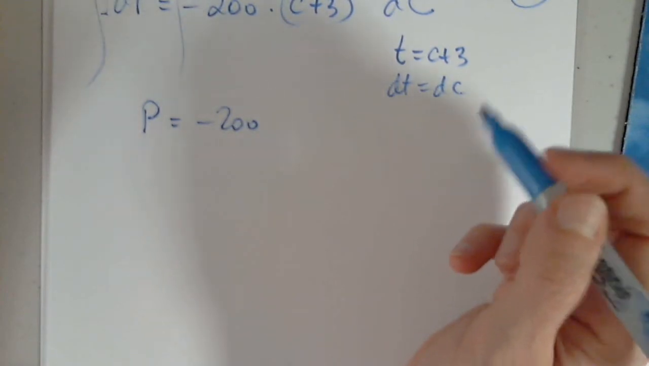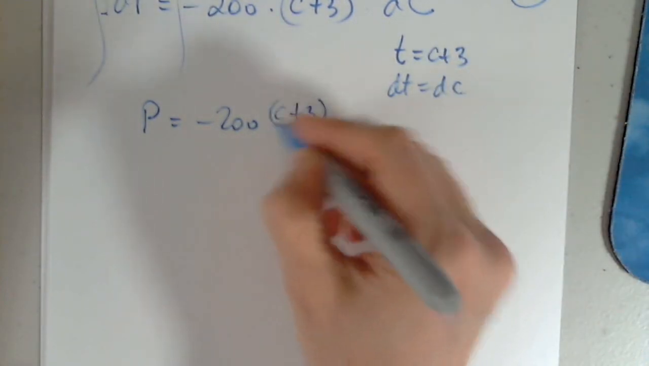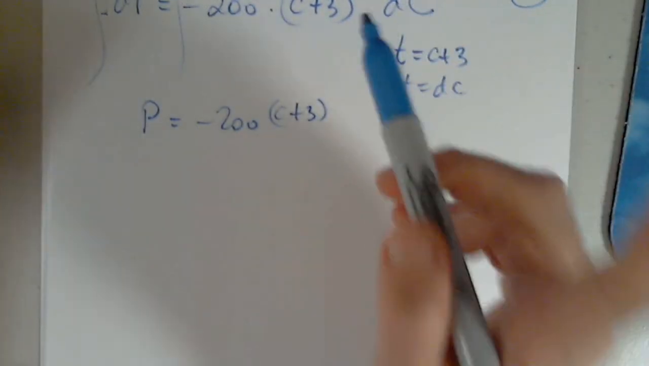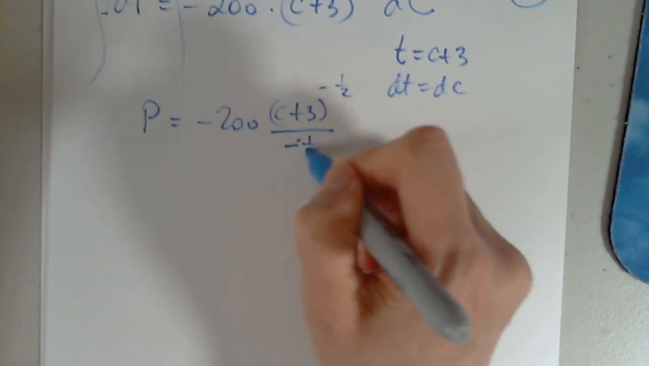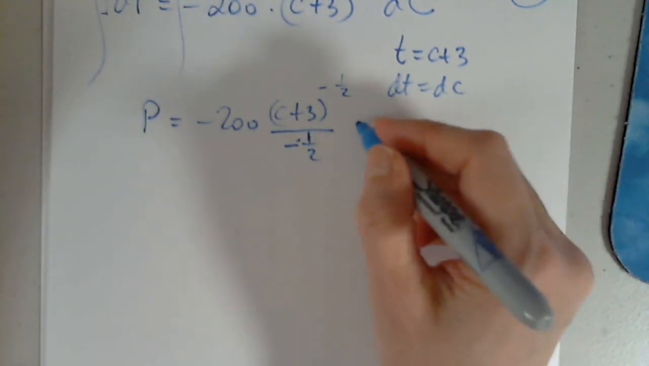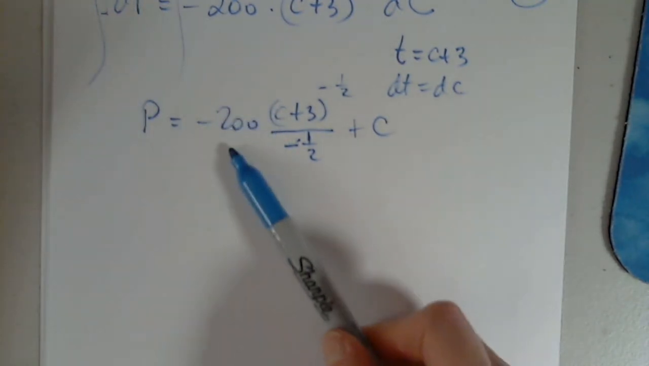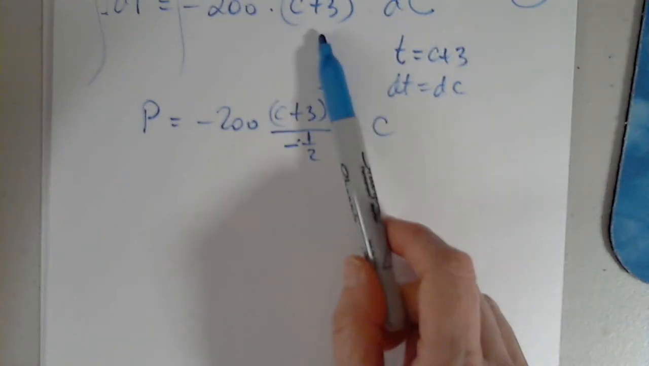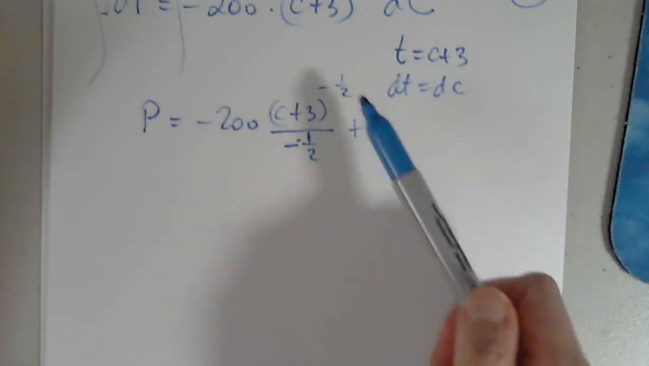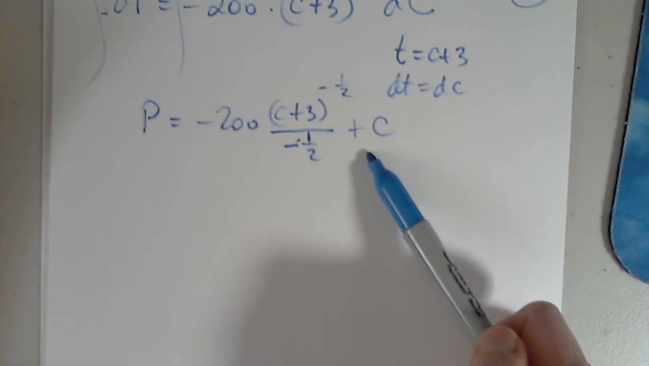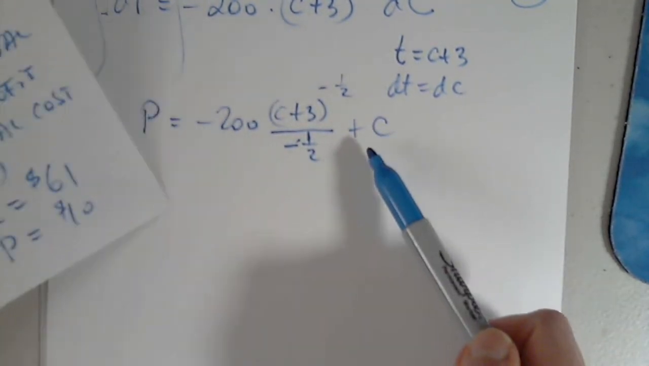So (c + 3) raised to negative 3/2 plus 1, divided by the same number, negative 1/2, plus a constant c. So negative 200 stays outside, (c + 3) raised to negative 3/2 plus 1, I divide by the exact same power, plus c. I will right here, not carry it over, right here find c.